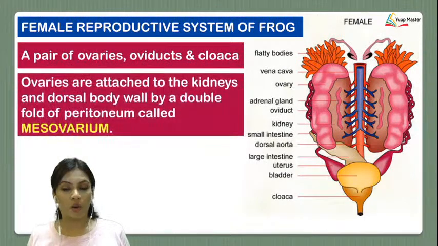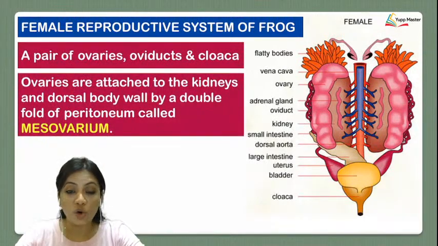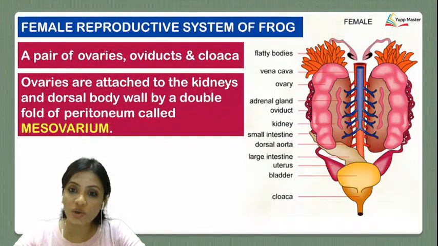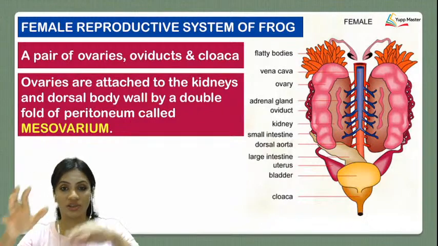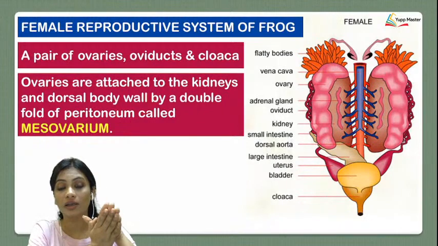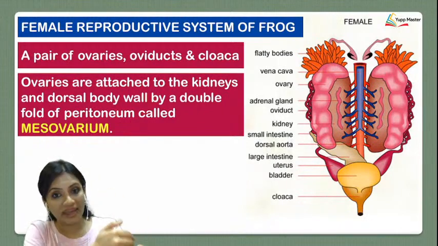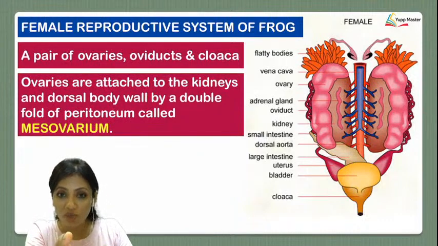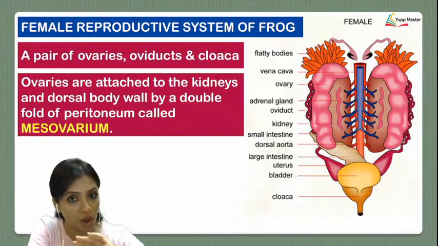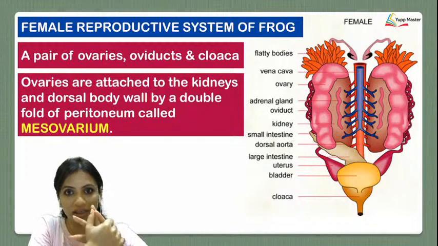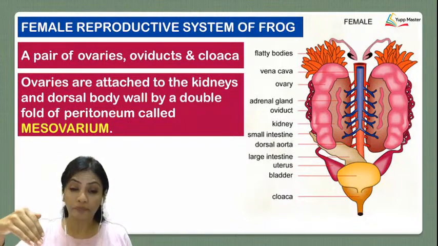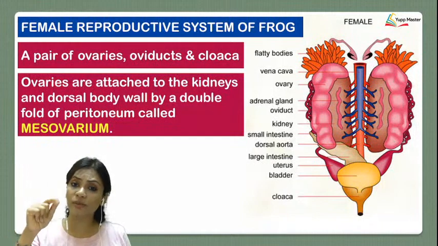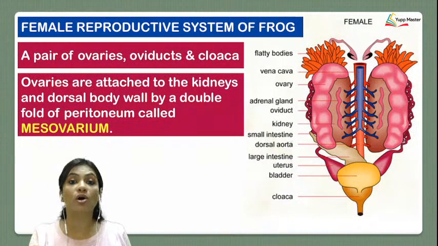Alright, now we see here that the ovaries are actually attached to the kidneys and also attached to the dorsal body wall. Here also, just like we had seen even in the testes, the male testes were attached to kidneys also, and they were attached to dorsal body wall also. And there also, the testes in the male frog were covered by peritoneum, and that peritoneum over there, do you remember the name? It was called as mesorchium.